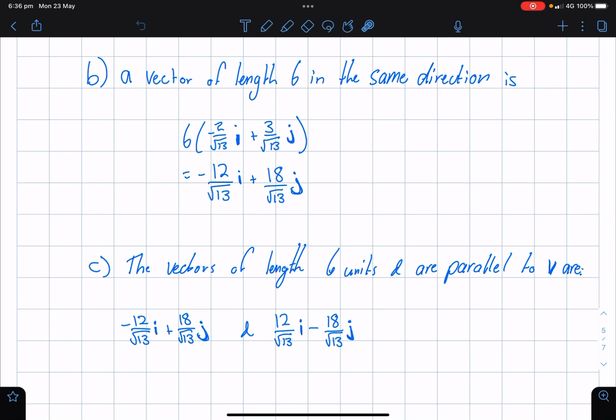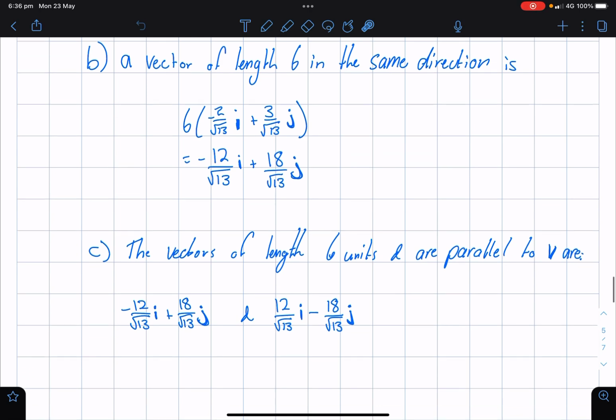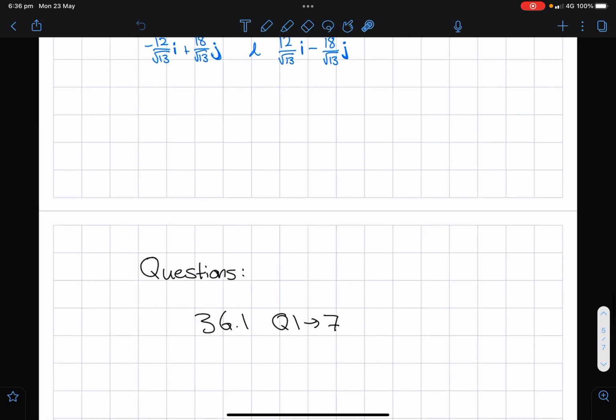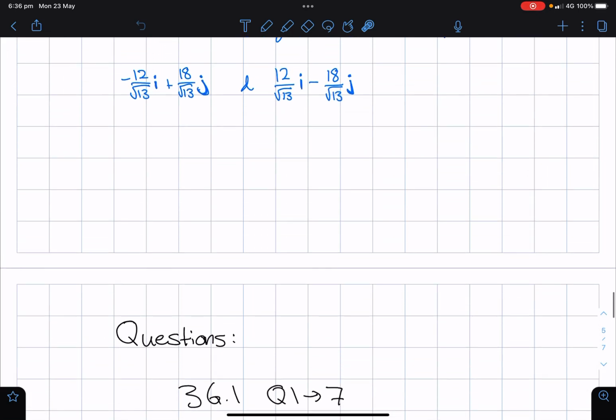Hopefully this helps you a little bit throughout the questions. We are now looking at chapter 3. I reckon I'm going to say G. So please start working through 3G.1, questions 1 through 7.